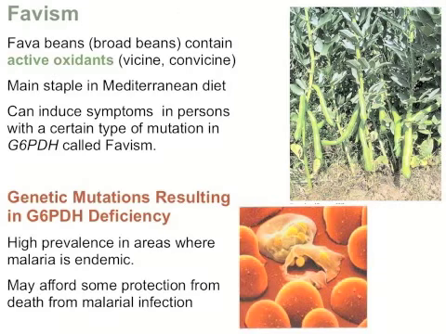Favism is a disease that is usually seen first when a patient eats a lot of fava beans. Now, fava beans are also called broad beans, and they differ from green beans. They're a completely different species. These are a main staple in many diets. They're seen in Africa and along the Mediterranean. And they contain active oxidants, which include vicine and convicine.